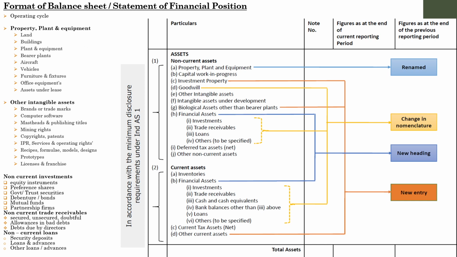So these are the three heads that come under the non-current loans. And again, under these three items also, we will provide to the outside in the form of secured, unsecured and doubtful. Because we might provide security deposit. Under security deposits, we will provide secured, unsecured and doubtful.